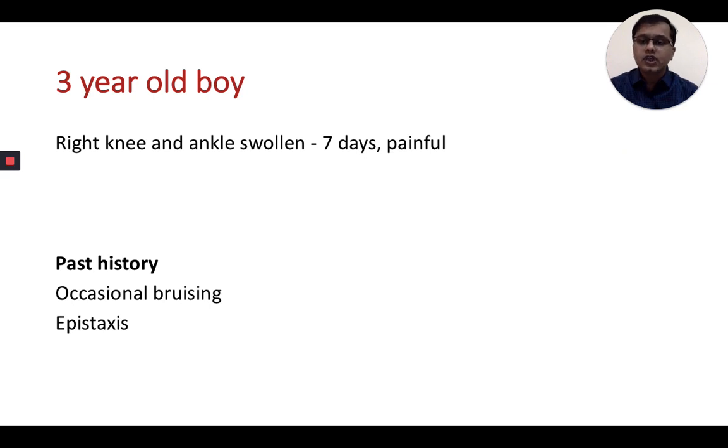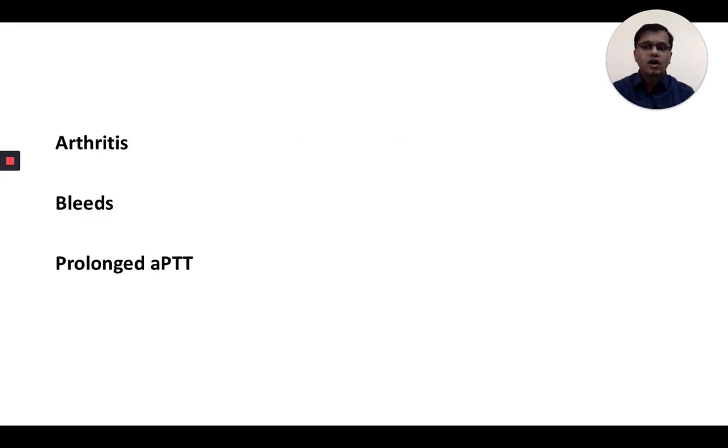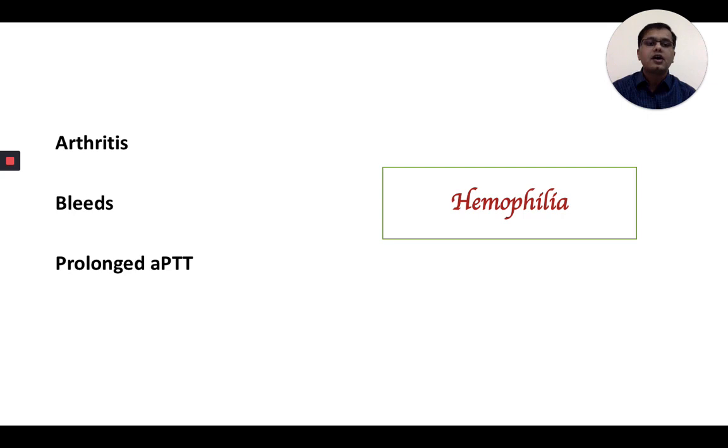Third case: a 3-year-old boy comes to us with right knee and ankle swollen for the past 7 days, and it's quite painful. The child refuses examination. But what was important was the past history. The father said that this child would have occasional bluish spots on the body. When we inquired further, there was occasional bruising and intermittent epistaxis. This history could have easily been missed if not asked for. Arthritis, past history of bleeds, evaluation showed prolonged APTT. This child was diagnosed to have hemophilia, a bleeding disorder that can present with acute arthritis.